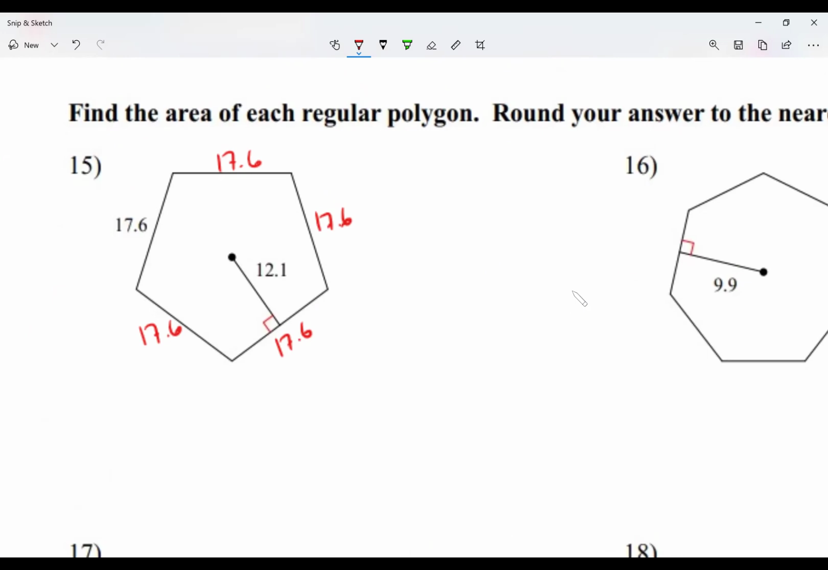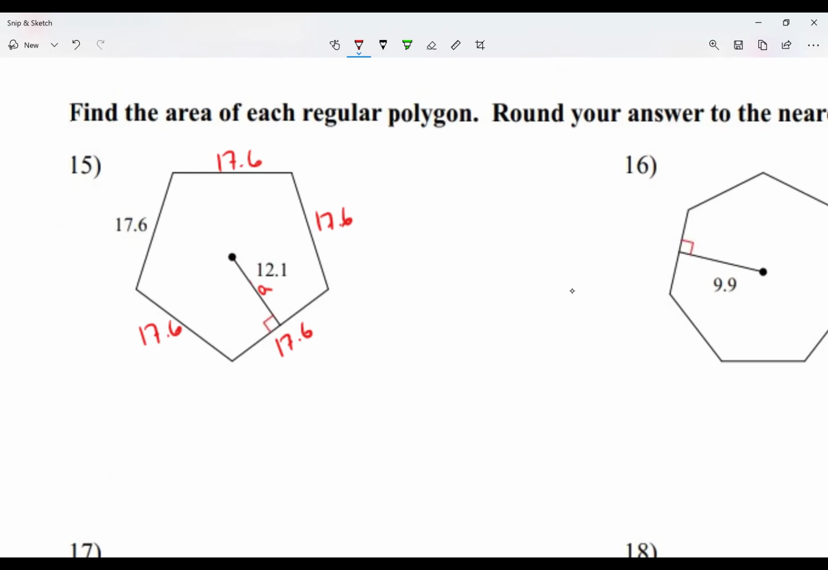Now, if it was going from the center to a corner, that one we will call a radius, kind of like with circles, right? You have a radius in a circle. So if it was going from the center of the polygon to a corner, we call that a radius. Now, because it goes from the center to the center of a side, I'm going to call this A for the apothem. Now, the apothem is going to be very, very cool.